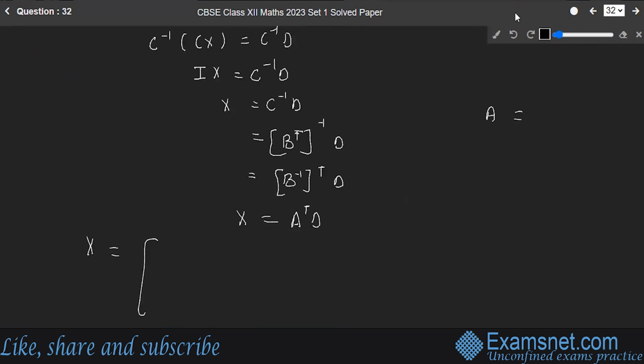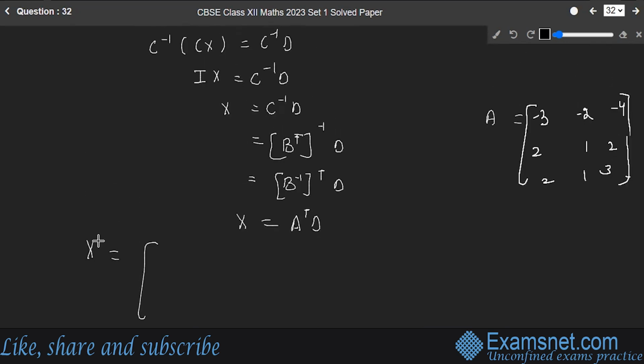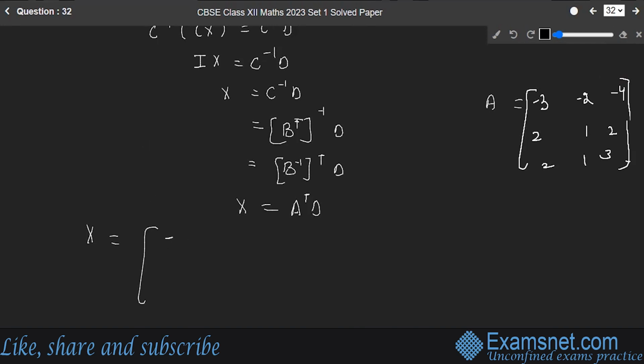A matrix was minus 3, minus 2, minus 4, 2, 1, 2, 2, 1, 3. Okay, so what will be A's transpose? I'm directly writing it over here. This is minus 3, minus 2, minus 4, 2, 1, 2, and 2, 1, 3.